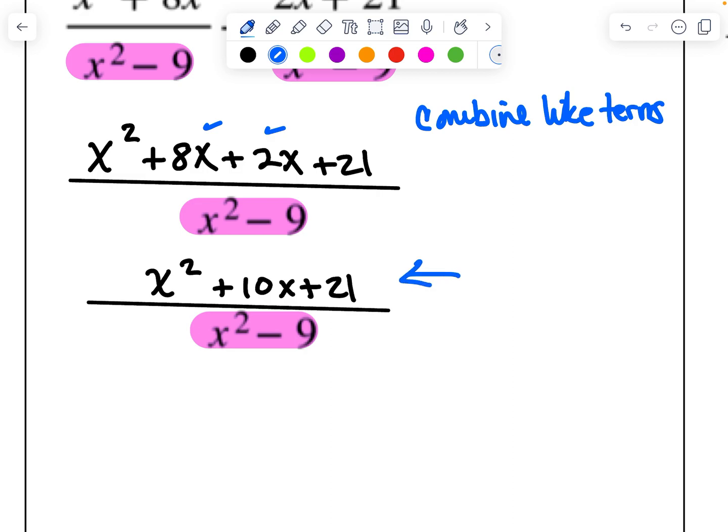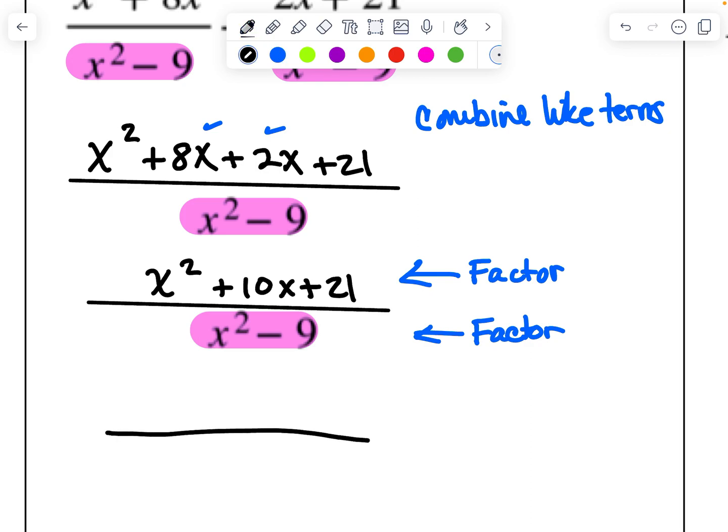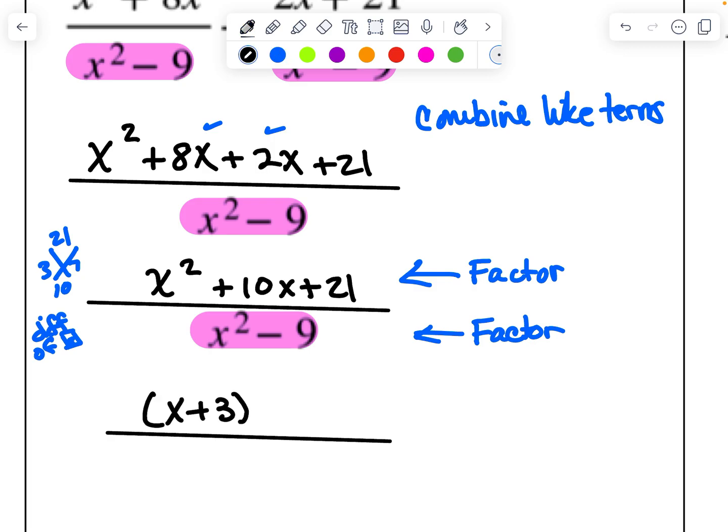Now we are going to factor. So here's what we're going to do. We're going to say the factors of 21 that add to 10 are 3 and 7. And this is the difference of squares. So we're going to say we have x plus 3 and x plus 7, and x plus 3 and x minus 3.